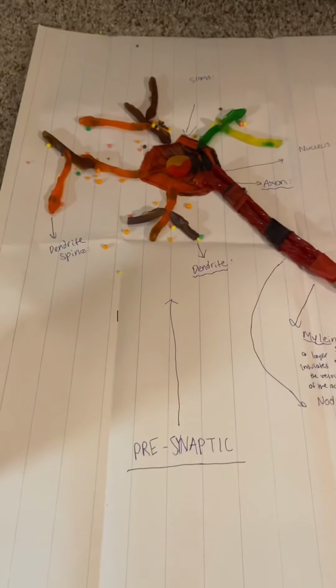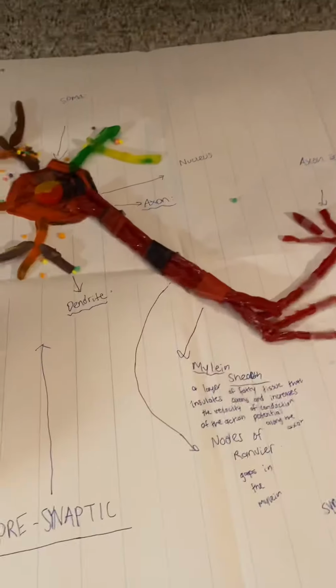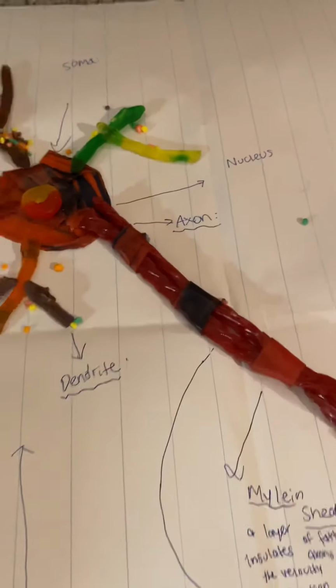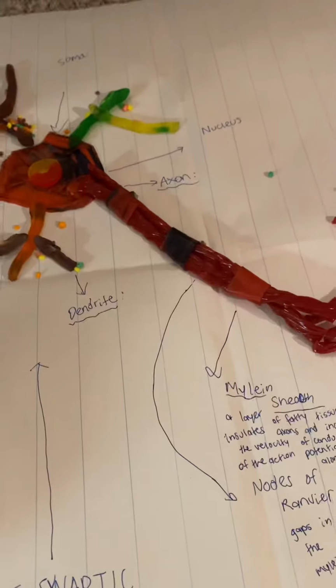This is my presynaptic and postsynaptic neuron. And we're going to start with the axon right here. It's a portion, like this long thing, that carries nerve impulses away from the cell body right there.